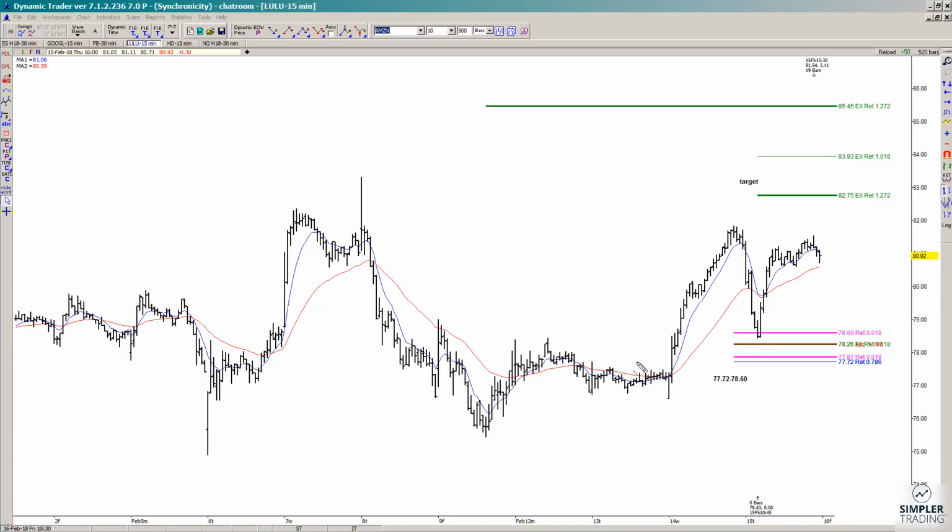When LULU pulled back, I thought it was a little bit overdone here. I went and I checked some of my prior swings, ran the retracements, found a general area to look for another buy entry, and then it ended up triggering a trade. So it tested the zone, it pulled back to the zone, it held, and then it triggered an entry.